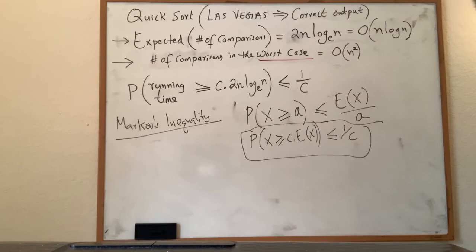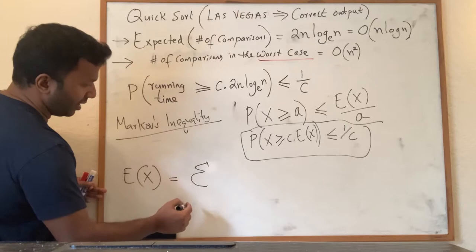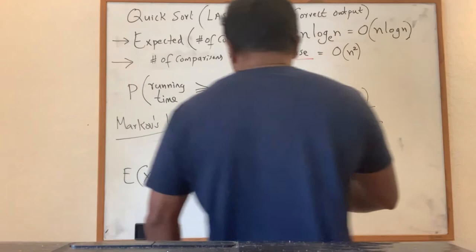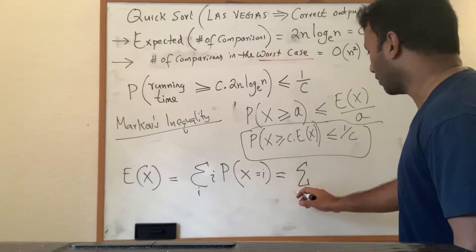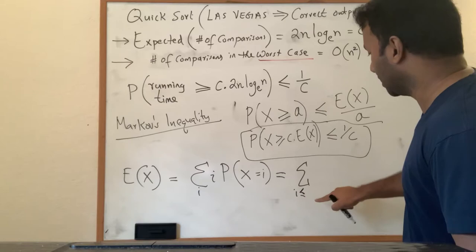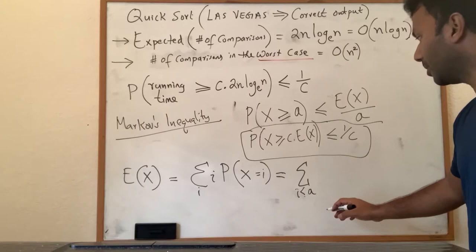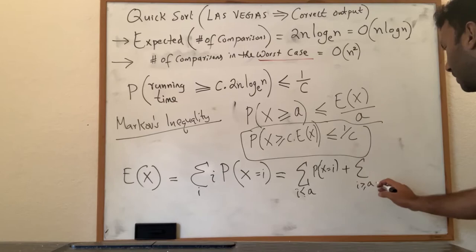Okay, if you want to see the proof, it's pretty easy. What is the expectation of X? The expectation of X is the sum over all values of i multiplied by the probability that X is equal to i, which you can write as the following: the sum over all values of i less than A of i multiplied by P of X equal to i, plus the sum over i greater than or equal to A of i multiplied by the probability of X equal to i.